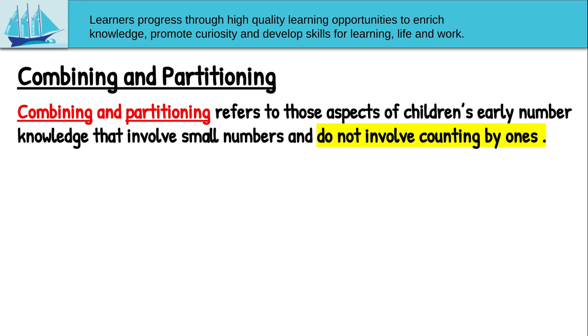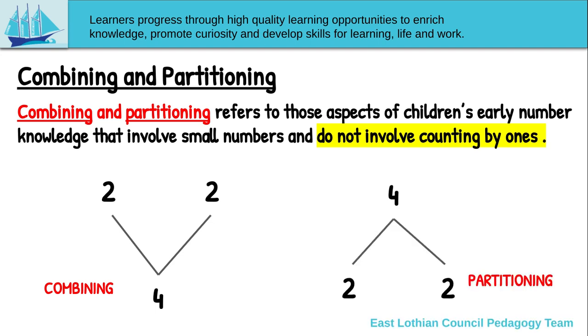So if we think about combining first, if we were to ask a child, what is 2 add 2, and that child was to say 4 without counting in ones, then we could say that that child knows this combination. He or she can combine numbers. If we have a different child and we ask them to tell us 2 numbers that make 4, they may say 2 and 2, or they may say 3 and 1, then we can conclude that this child can partition 4 without counting by ones.